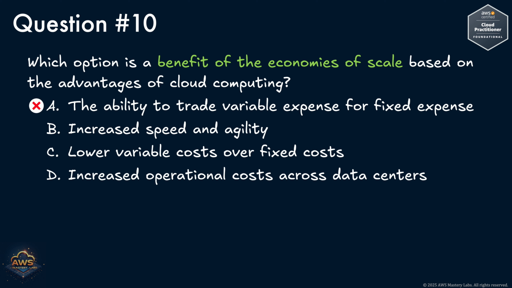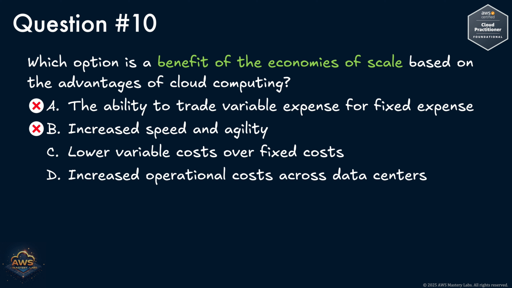Option A, the ability to trade variable expense for fixed expense. This is actually backwards. One of the cloud's advantages is trading fixed capital expense, like buying servers upfront, for variable operational expense, paying only for what you use. Cloud lets you avoid large upfront costs, which makes it more flexible and cost-effective, especially for startups or unpredictable workloads. Incorrect, because the benefit is trading fixed for variable, not the other way around.